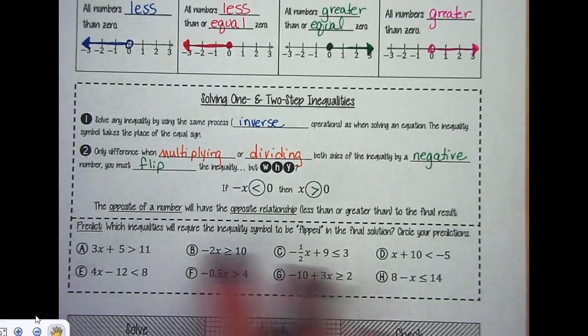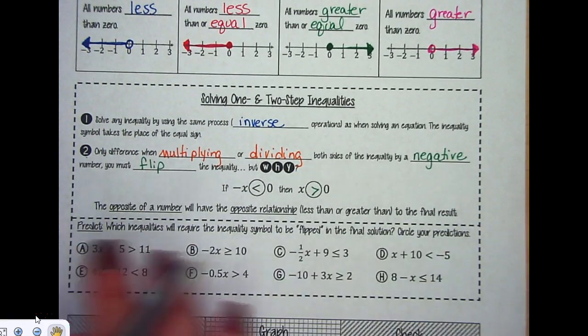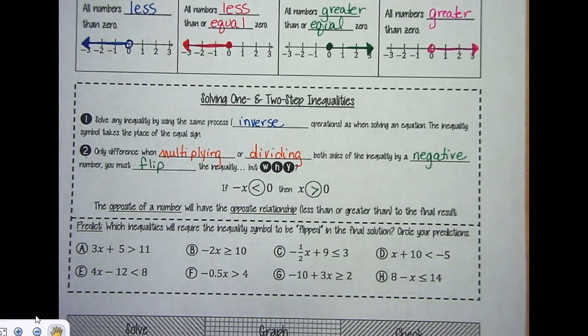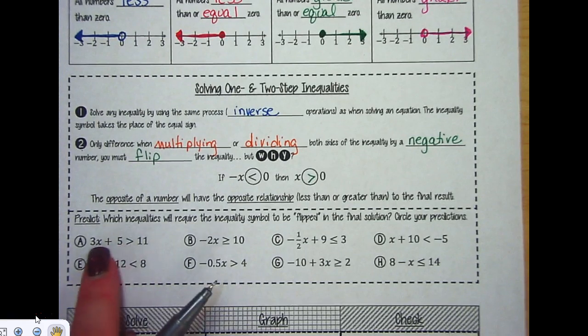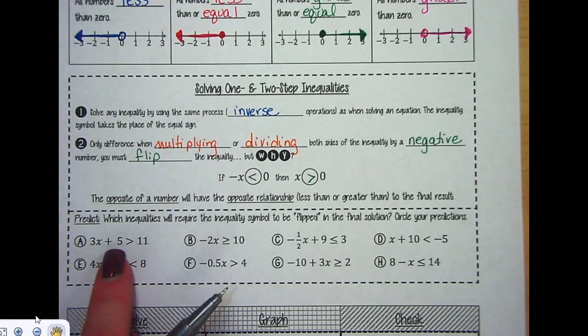So let's take a look here, and let's predict which one of these will have the opposite relationship. Which one of these, when we go to solve it, will we have to flip the sign? It's when we have to divide by a negative. That means you have a negative coefficient or a negative variable. So here, do I have any negatives? Nope, I won't flip that one.